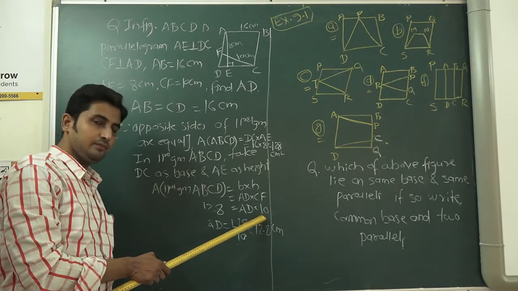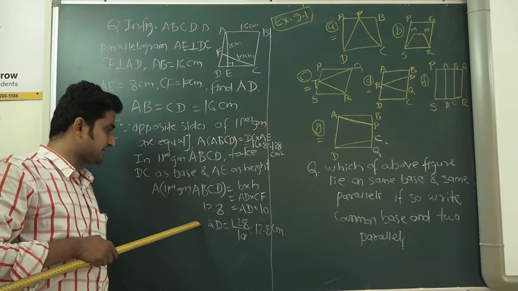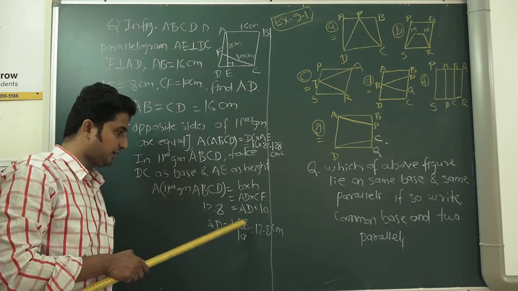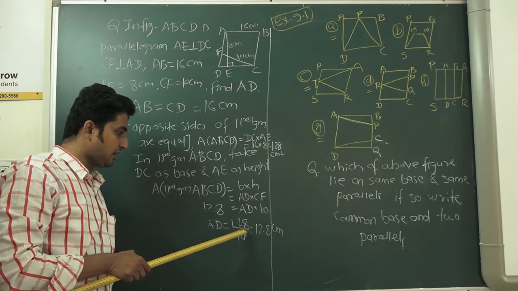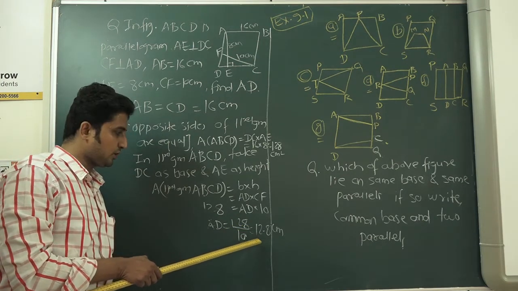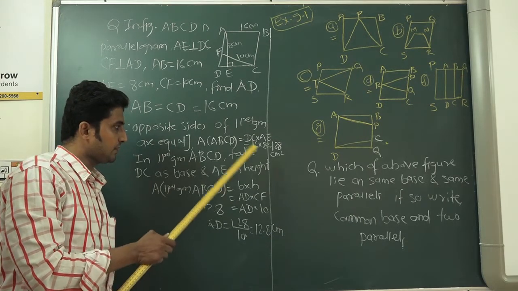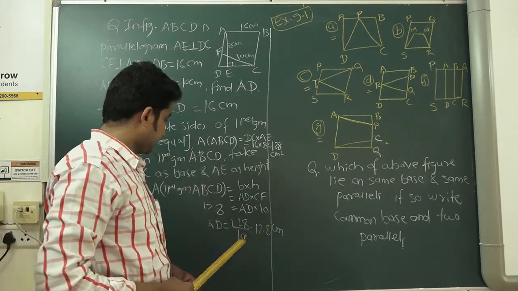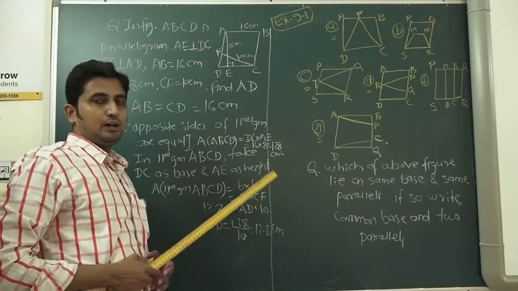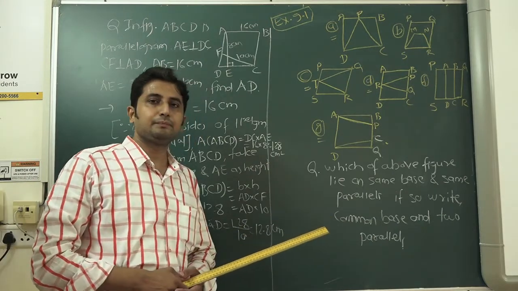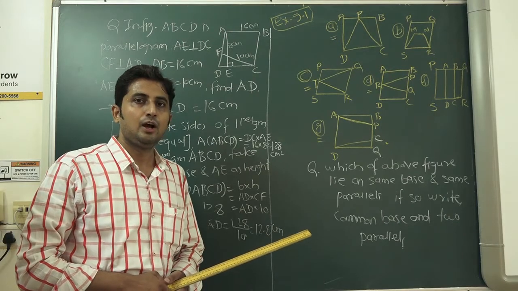Now this 10 is in multiplication with AD. If you shift this 10 to the LHS, that becomes 128 by 10 as AD. So 128 upon 10 is equal to 12.8 centimeter. So dear students, hence we find AD, side AD. Using these concepts, you can solve the exercises which are given in the textbook.